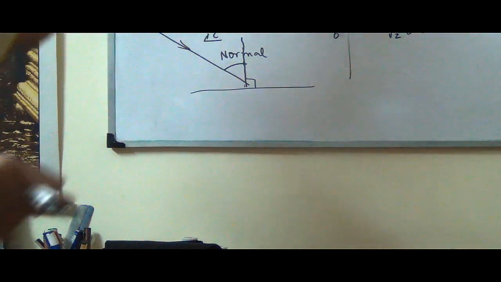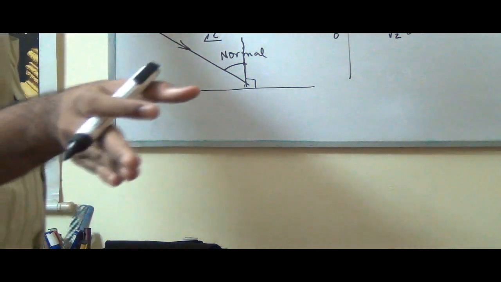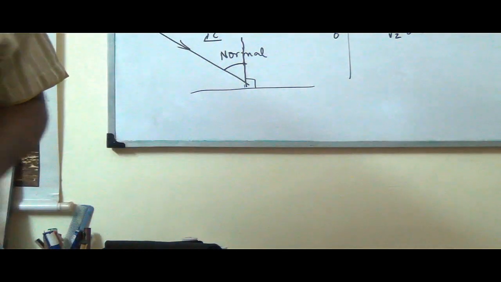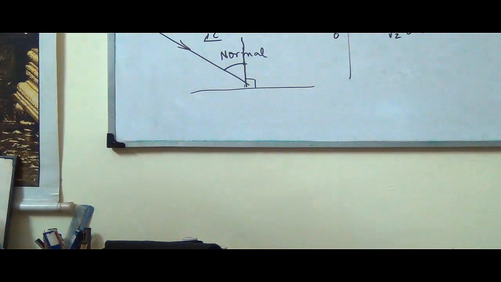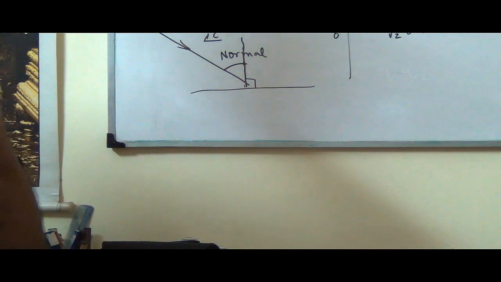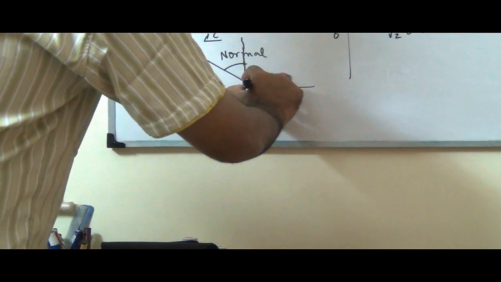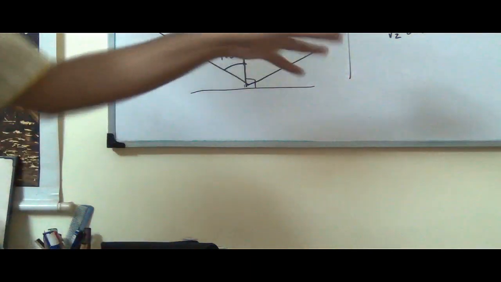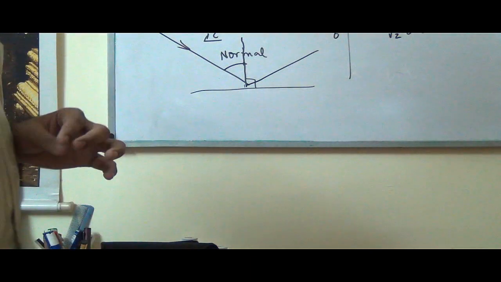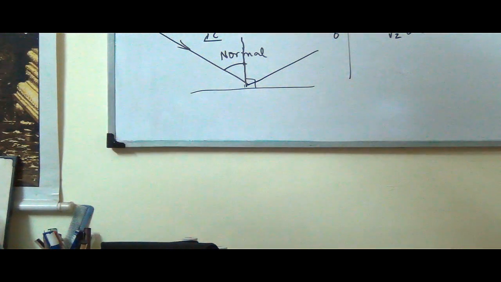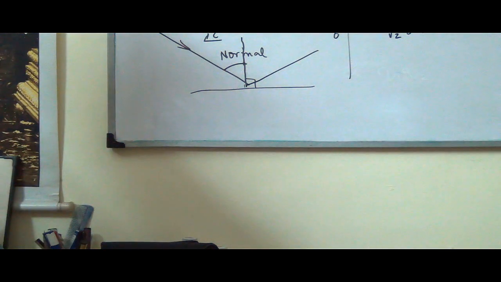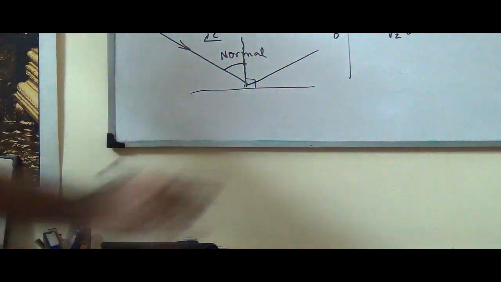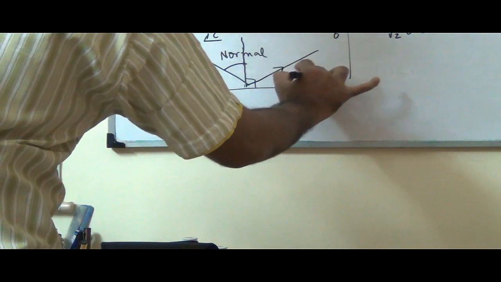Similarly, it will go back, no? The ray which is incident on a medium will get reflected. Yes or no? The ray which is incident on the medium will get reflected. So the ray will change its path and go somewhere into the same medium. It will get plunged into the same medium. Yes or no? So this is called the reflected ray.